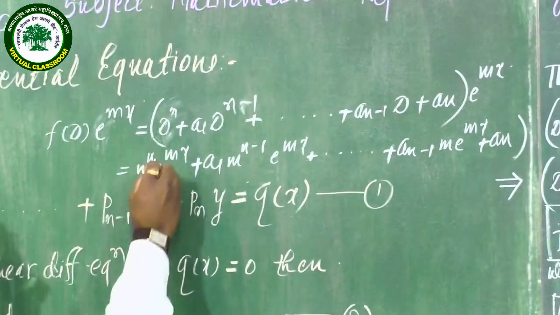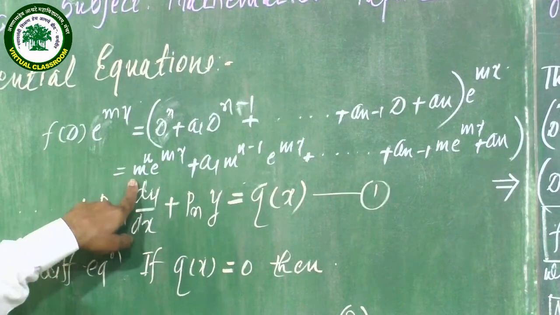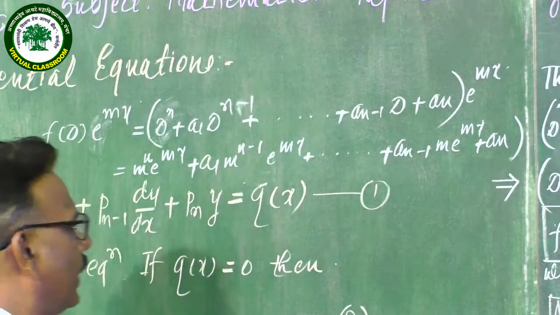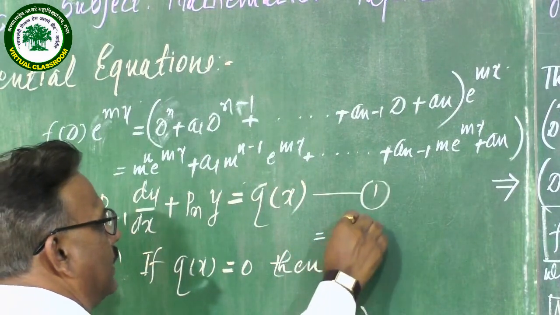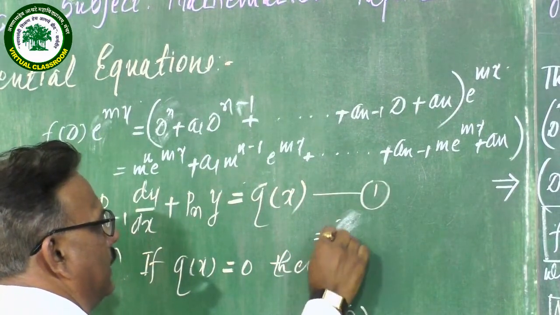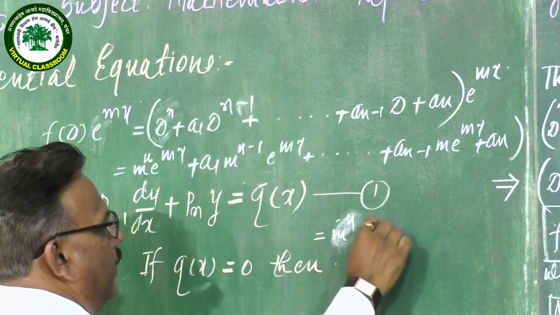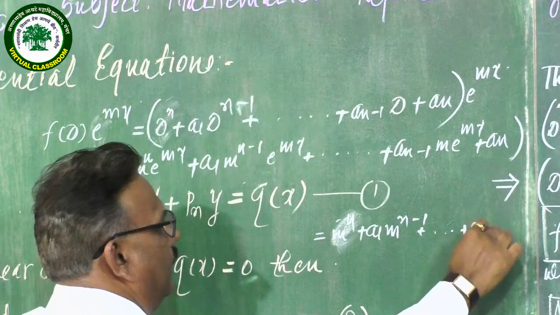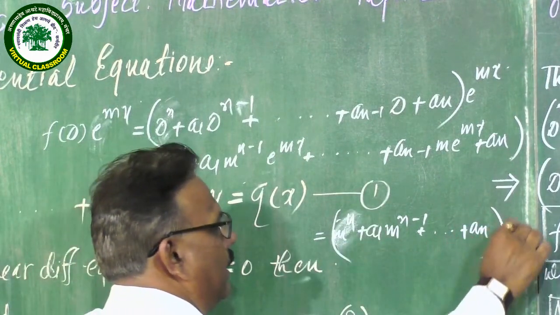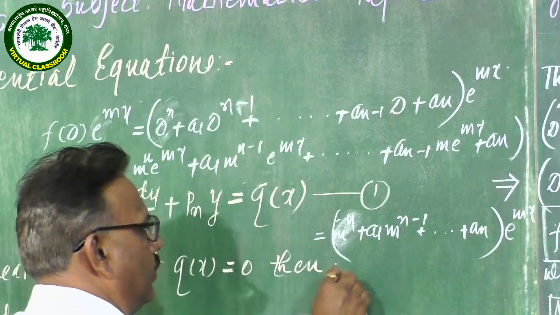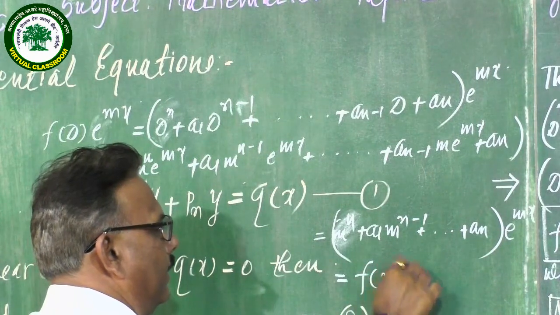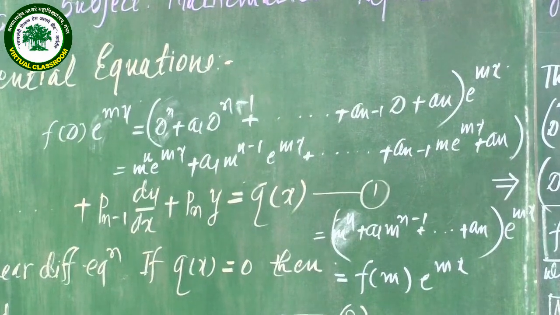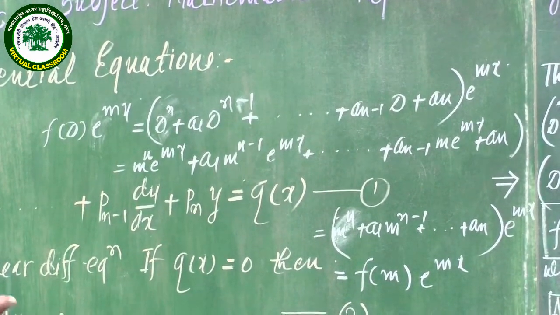It is a very simple step: m raised to n, and finally e raised to mx is common everywhere. You can take e raised to mx outside, and this is m raised to n plus a1 into m raised to n minus 1, continuing in this way up to an, with e raised to mx taken outside. This is a polynomial in m, with e raised to mx remaining as it is. That means e raised to mx is a solution of the differential equation.